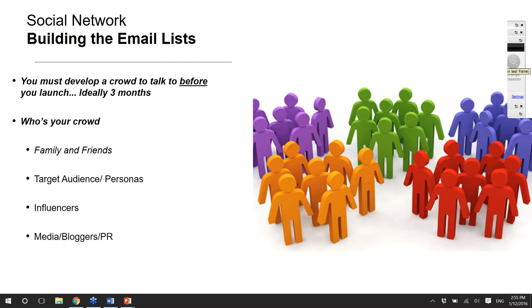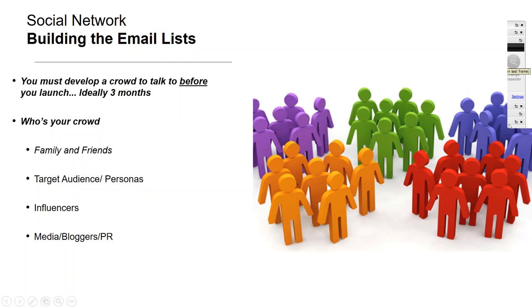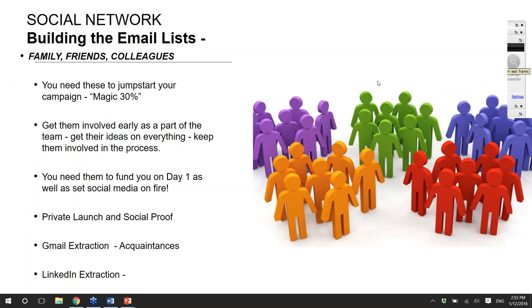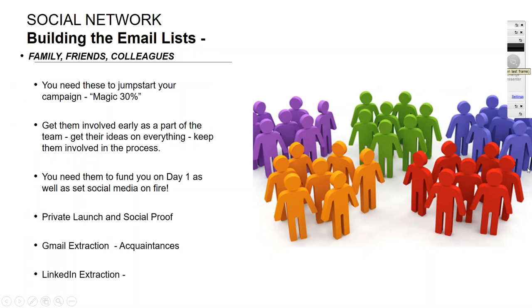So what are the components of a crowd in crowdfunding? I would say that there are four main components that make up your crowd. There's your family and friends, the target audience that you're looking to sell your product or service to, influencers, and media, bloggers and PR people who would be helping you spread the message of your campaign. So let's look at the first group of your crowd, your friends, your family, your colleagues.